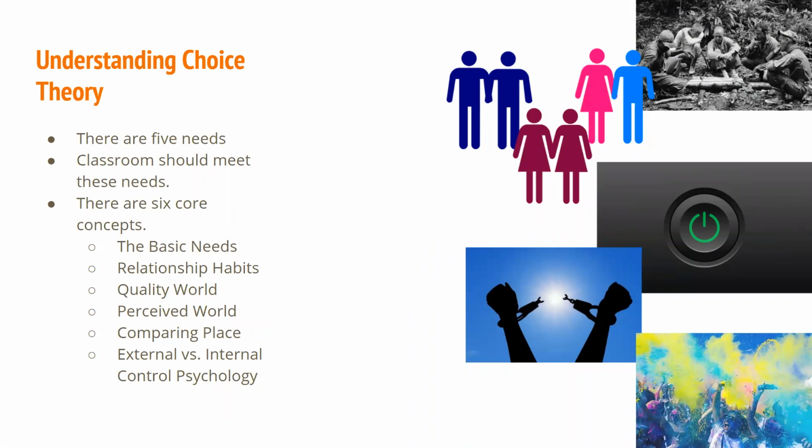Understanding choice theory. Within choice theory, there are 5 basic needs. Those needs include survival, love and belonging, power, freedom, and fun. And of those 5 basic needs, the most important are love and belonging, because connectedness with others is required as a basis in satisfying all other needs.